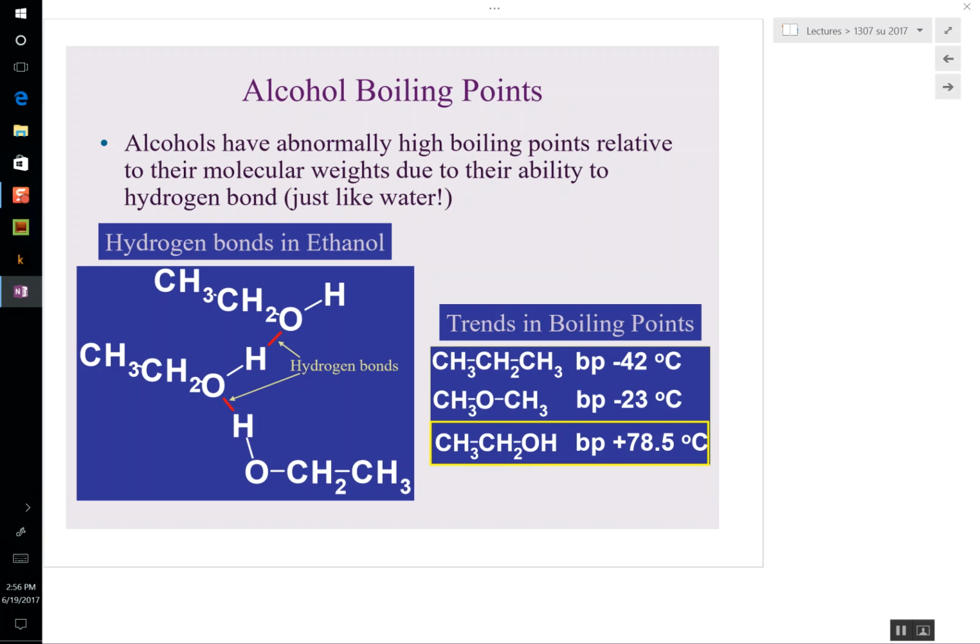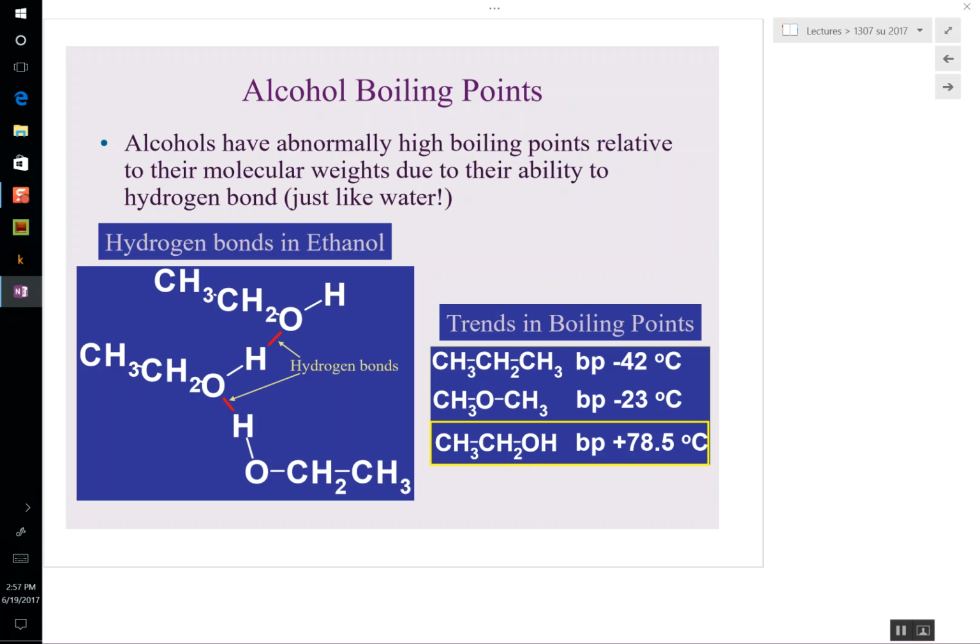So here's your first example of it. Here is propane, 3 carbons, hydrocarbon, non-polar molecule. So propane doesn't have much attraction for other propane molecules. They're non-polar. They don't hydrogen bond with each other. So propane will boil at minus 42 degrees centigrade. So that means that at minus 40 degrees centigrade, it's a gas. It's already turned into a gas.